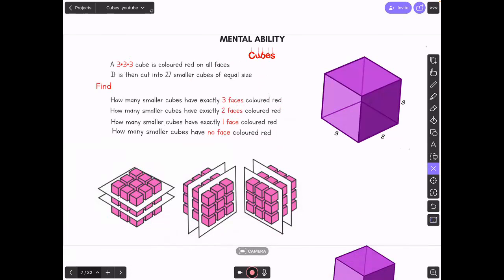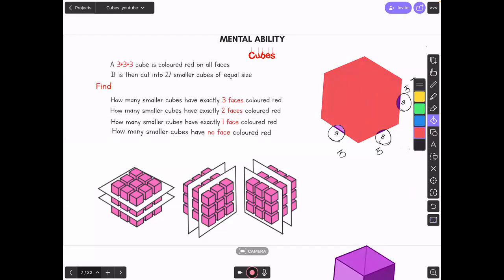Let's read that. A 3 by 3 by 3 cube is colored red on all the faces. What is the meaning of 3 by 3 by 3? All 3 sides are of 3 centimeter. That is the meaning of 3 by 3 by 3 cube. Is colored red on all the faces. So all the faces of this cube, I'm coloring it as red, all of them. So I'm coloring it completely red from outside. Then it is cut into 27 smaller cubes of equal size.